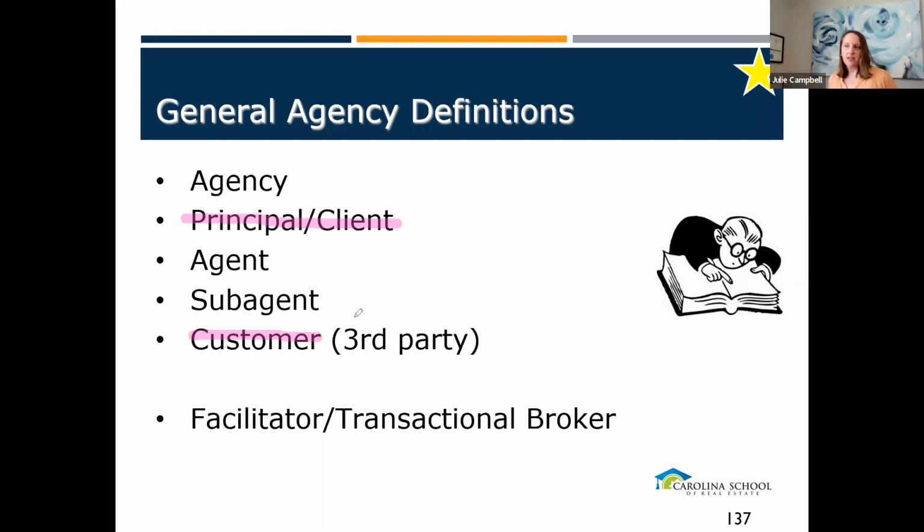The agent is the person or the entity that is authorized to represent the interest of another. If you're an agent, you've been hired. If you're an agent, your firm has been hired to assist this client through the transaction.